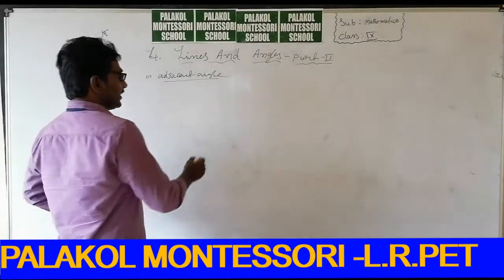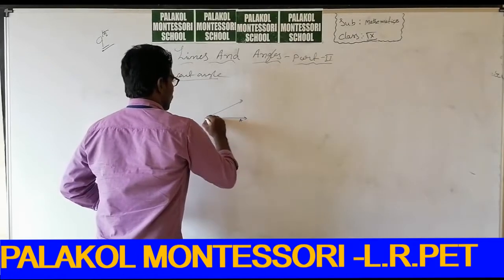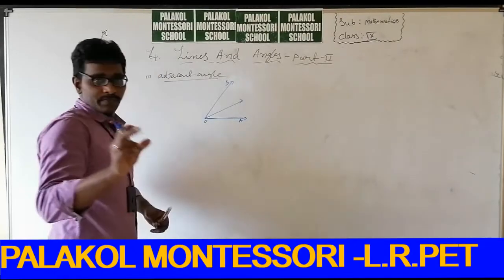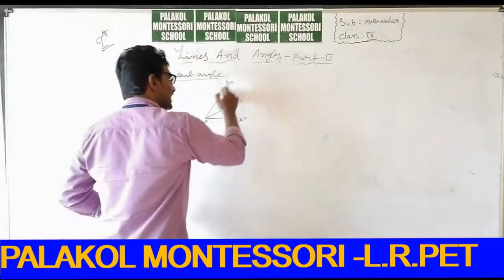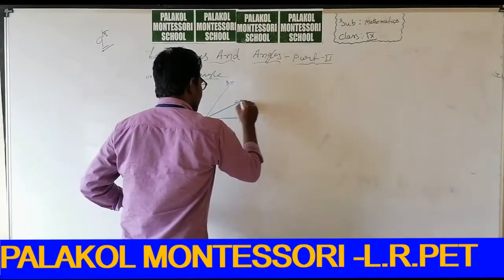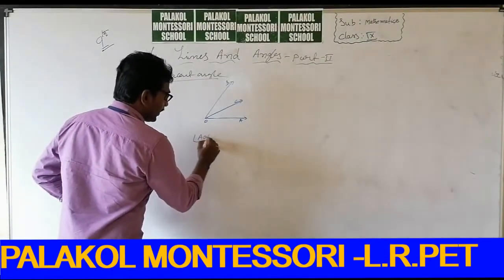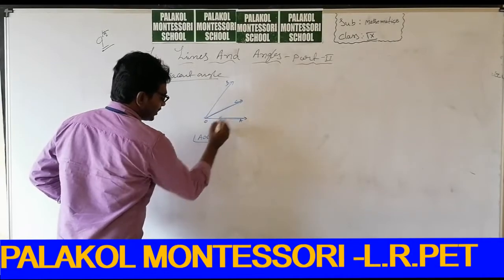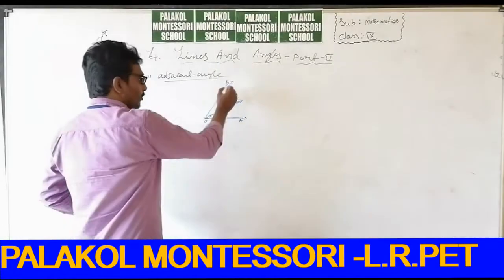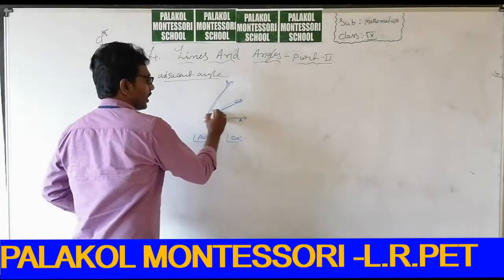Please take this model: OA, OB. You know that OA is the initial ray and OB is the terminal ray. Here we form OC, one more line in between. So this is angle AOB, and this is angle AOC. What is the middle term? O is the middle of this angle, x degrees. And BOC, its middle term is also O, y degrees.